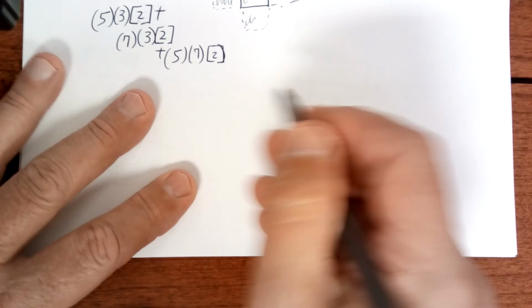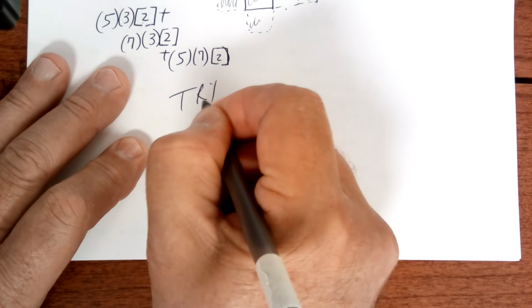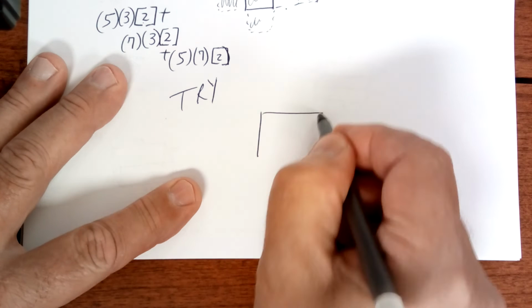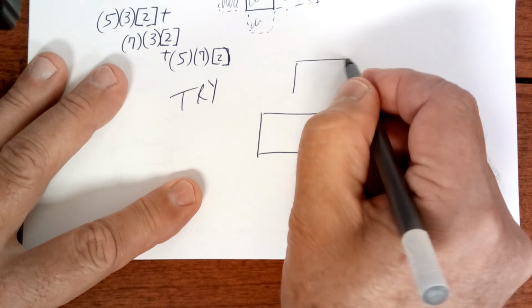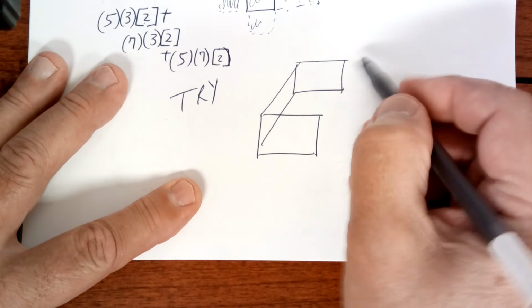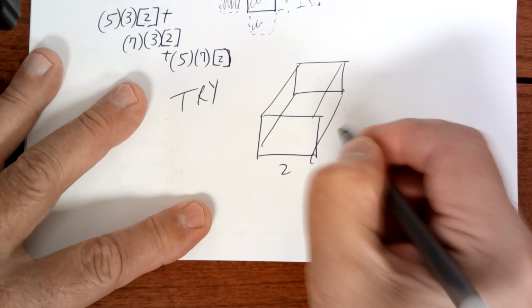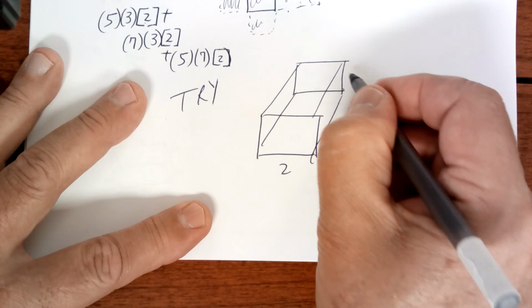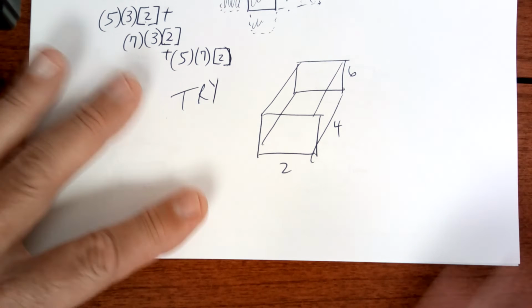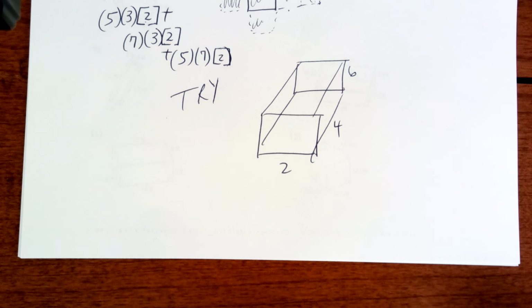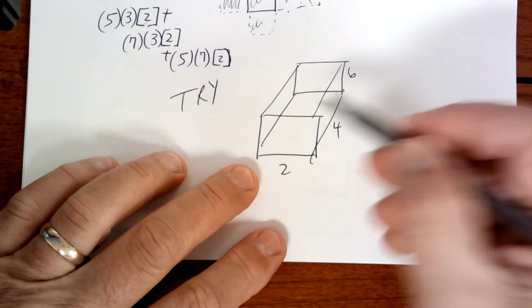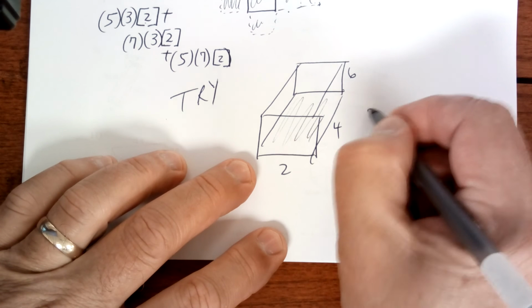So put try, and then draw a rectangle, shift it over, draw another rectangle, connect it like that, and then put some numbers in here. Let's make this 2, 4, and 6. Okay, figure out the surface area. All right, I'm going to start with the bottom. The bottom is 2 times 4.